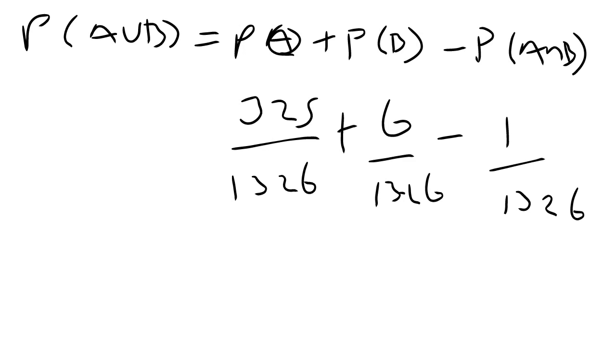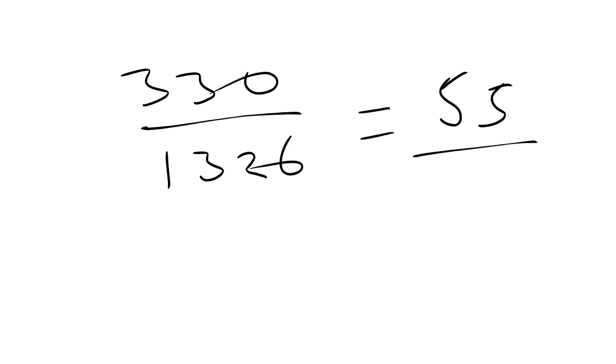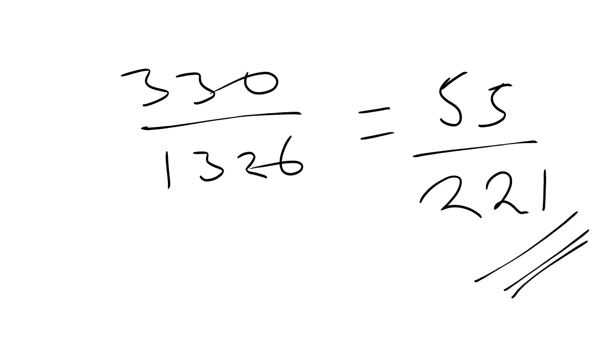So if we simplify all this, we are going to have 330 over 1326. Therefore, the required probability of getting 2 cards is going to be 55 over 221, and this is the final answer.